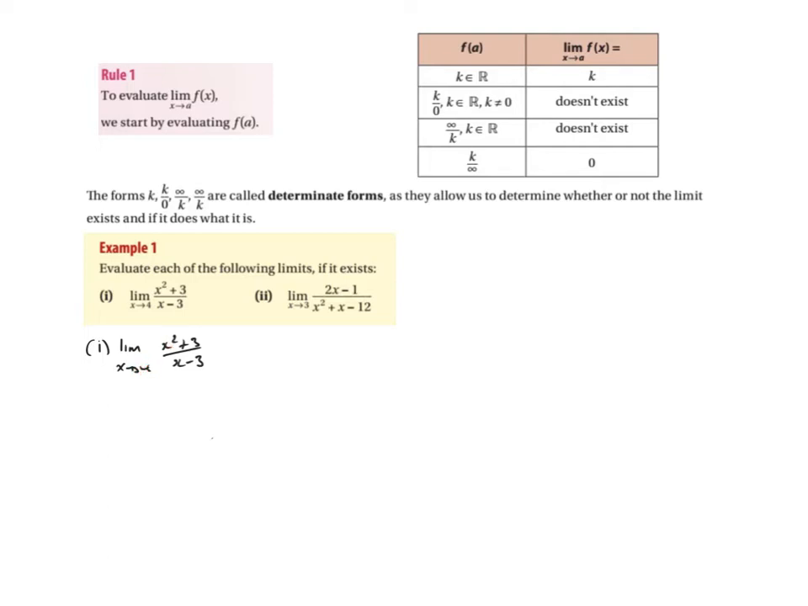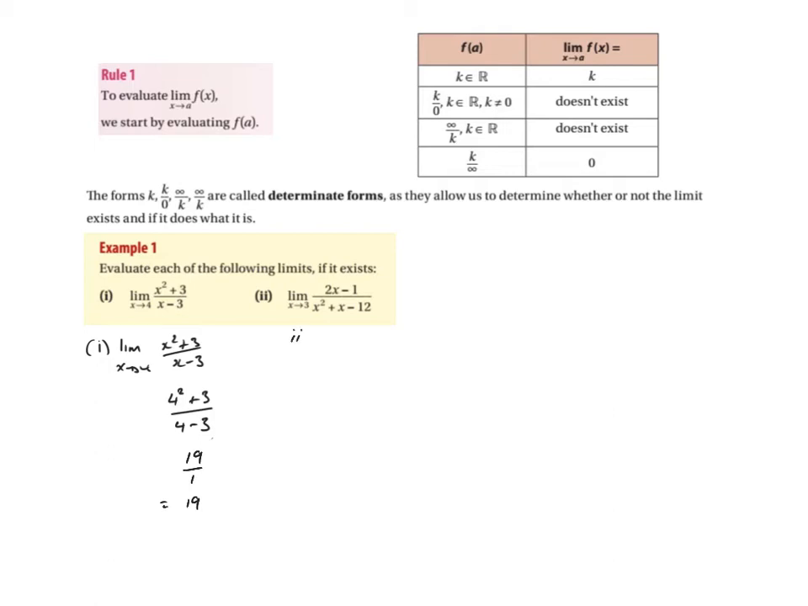So let's do that. It's going to be 4 squared plus 3 over 4 minus 3. All I've done there is put the x in, so 4 for all those x's. I'm going to work it out. Now the top one is 16 plus 3, which is 19. 19 divided by 1, so the limit here is 19. So that is the limit, not too difficult.